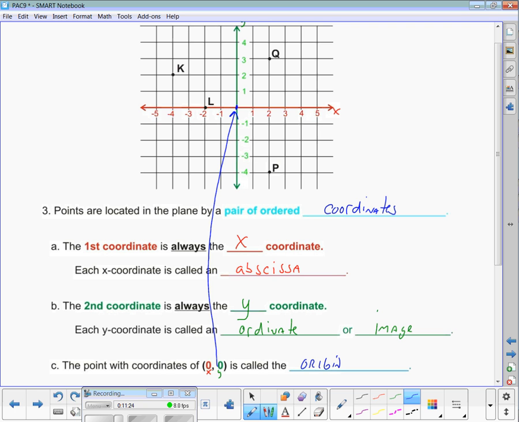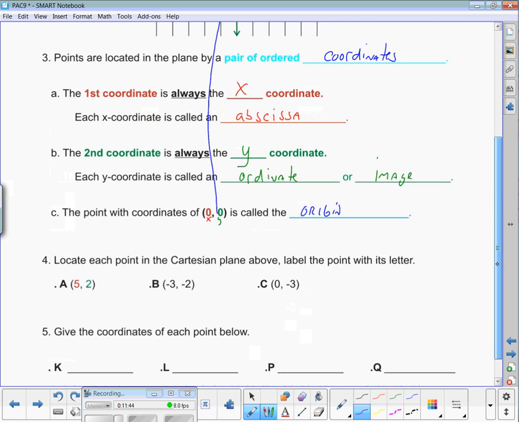So some terminology that you need to learn. The term coordinates is an ordered pair. X coordinates always first. Y coordinates always second. Every x coordinate is called an abscissa. And every y coordinate can be called either an ordinate or an image. And don't forget, the point with coordinates 0, 0 is called the origin.